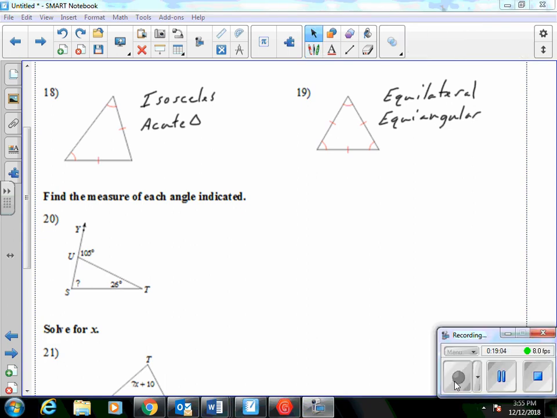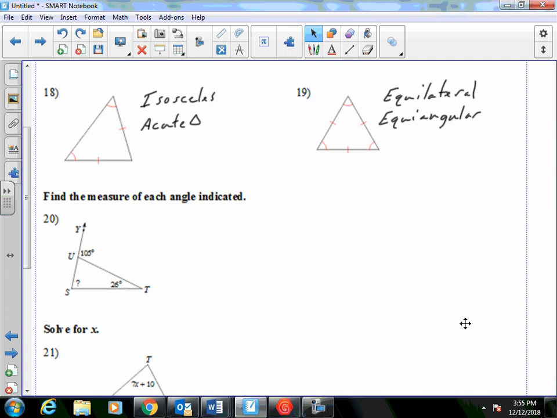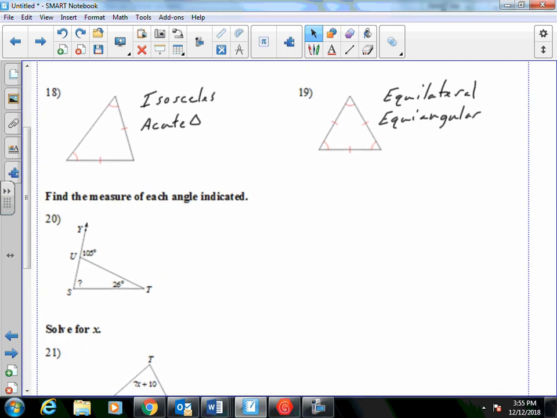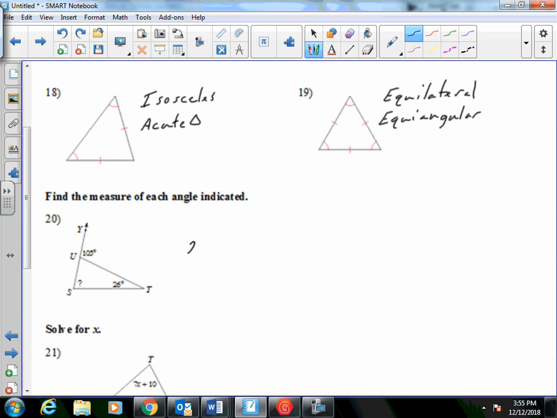So that 105 is supposed to equal S and T added together. So we'll add those together. 26 plus whatever that question mark angle is equal to 105. Subtract 26. And that angle is going to be 79 degrees.